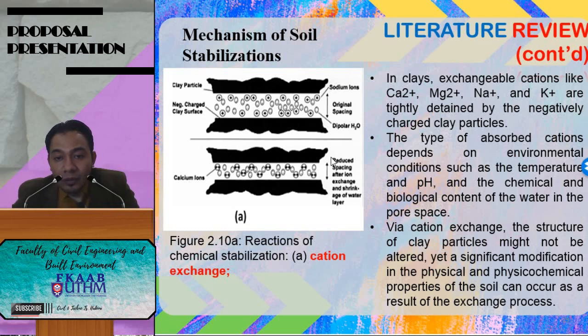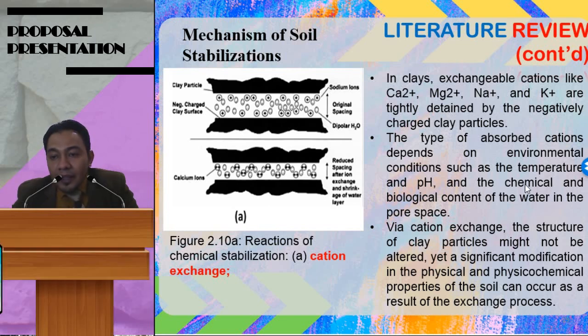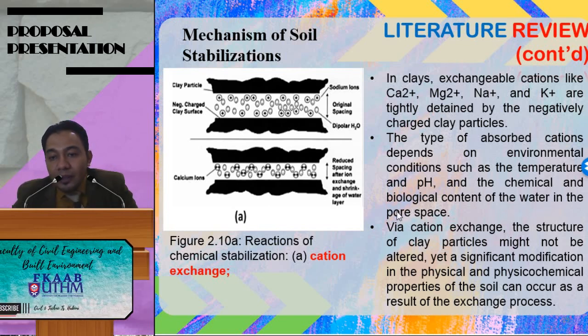So from the cation exchange, there is reduced spacing after ion exchange and decreased thickness of the water layer. So the water layer will be reduced. That means the water will flow out, and then the soil will be strengthened. The type of the adsorbed cation depends on the environmental conditions such as the temperature and pH. pH is very important because the higher the pH, the higher the cation exchange capacity will be. And also the chemical and biological content of the water in the pore space.